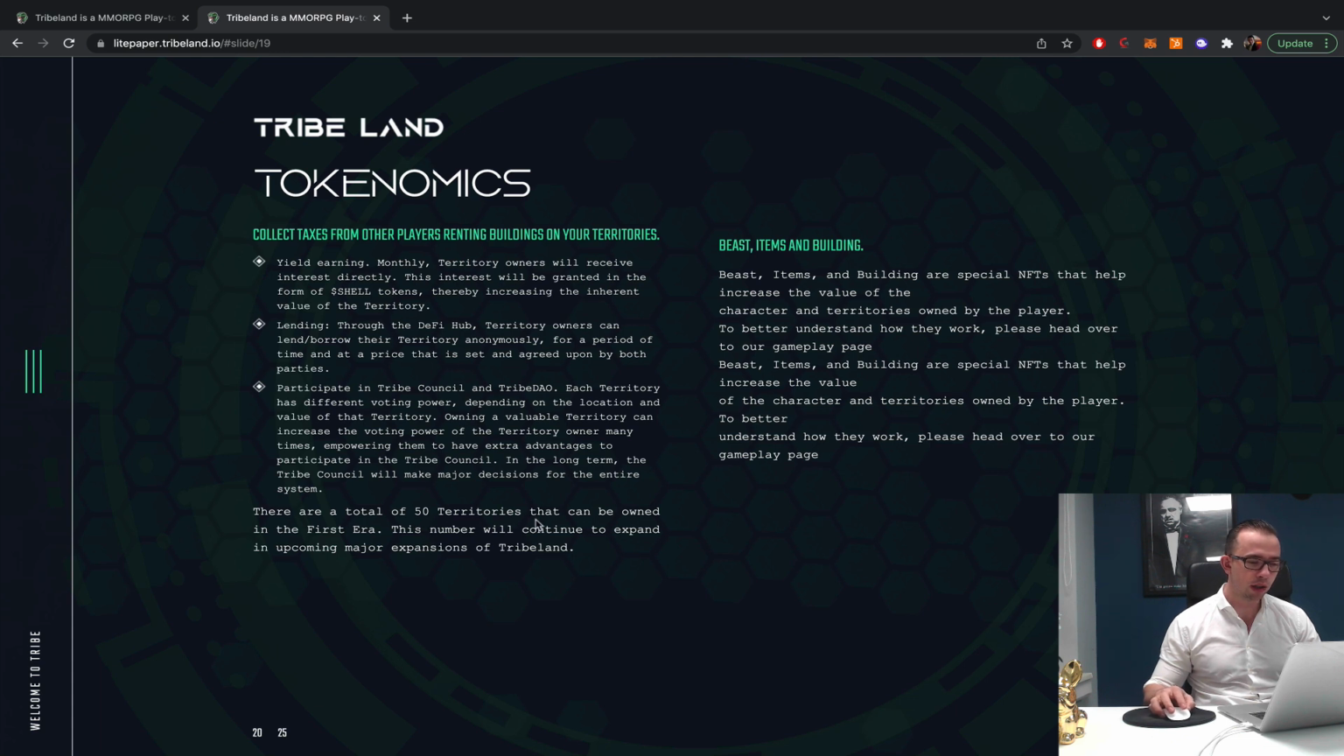There are a total of 50 territories that can be owned in the first era. The number will continue to expand in upcoming major expansions.